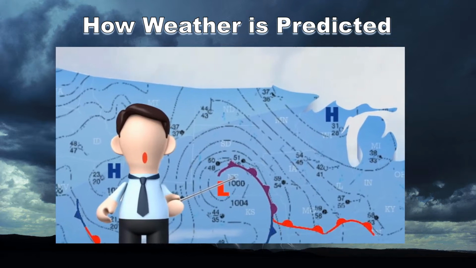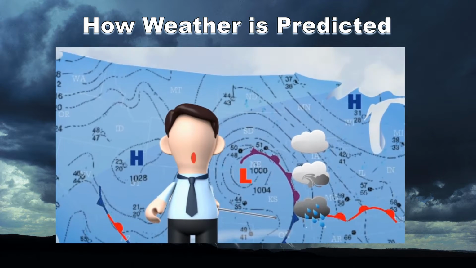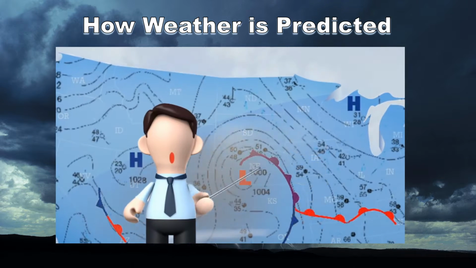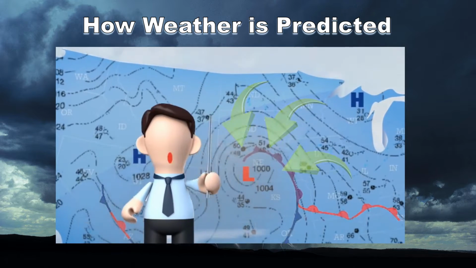The L's represent an area of lower air pressure. Lower air pressure is generally associated with cloudy or stormy weather. Air is moving in a counterclockwise fashion towards the low pressure.